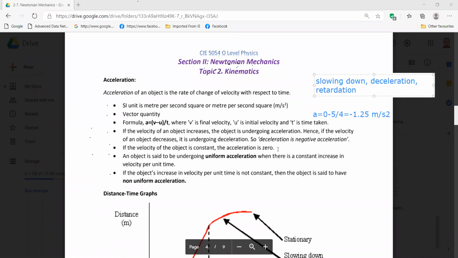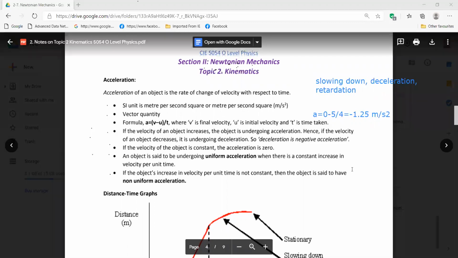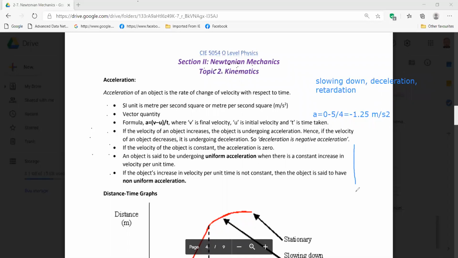Yes, it's clear. Now we are going to two new terms here. One is uniform acceleration, another one is non-uniform acceleration. For this, I am showing you one graph, then you'll understand it. Can you please also draw it and take notes the way I'm doing? Here we have time, represented by T, and velocity V.